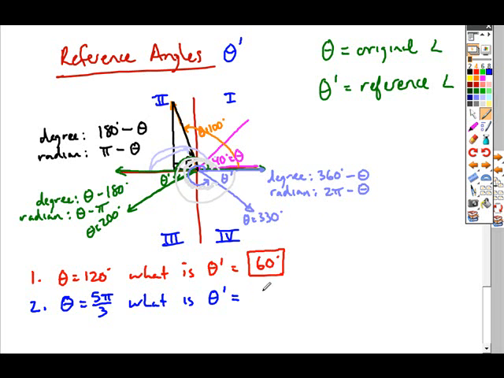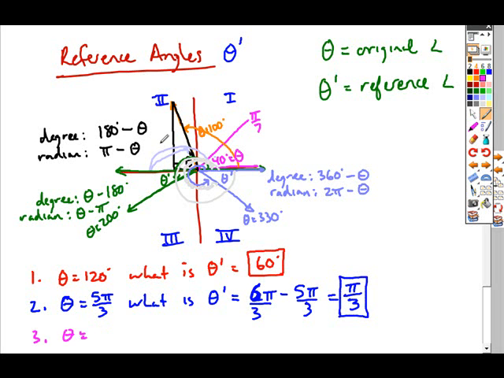So in order to solve this, we're going to take 2 pi and subtract 5 pi over 3. Okay, well, what is 2 pi in terms of the same fraction, thirds? How many thirds is 2? 2 is 6 thirds, right? So if you take 6 thirds pi minus 5 thirds pi, you get 1 third pi. Right? So this would be your reference angle for 5 pi over 3.